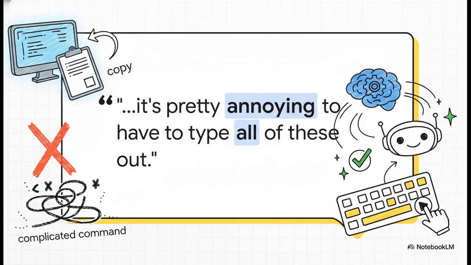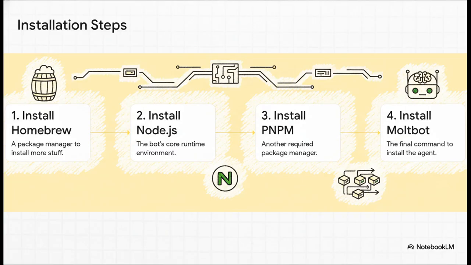So to avoid all that headache, every command we're about to go through is set up so you can just easily copy it. No stress. Okay, we've got 4 main steps. It's pretty straightforward. First, we install something called Homebrew, which is basically an app store for your terminal that makes installing stuff on a Mac super easy. Then we install Node.js, that's the environment where our bot is actually going to run. After that, we grab PNPM, which is just a faster, smarter way to handle all the code packages the bot needs. And finally, we run the command that actually installs Moltbot itself.